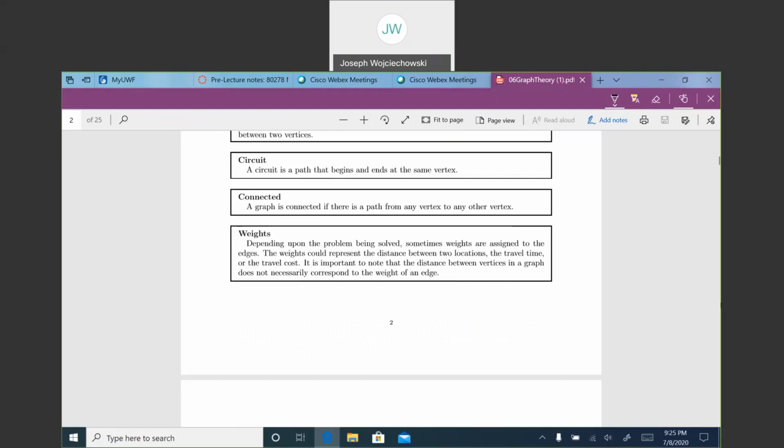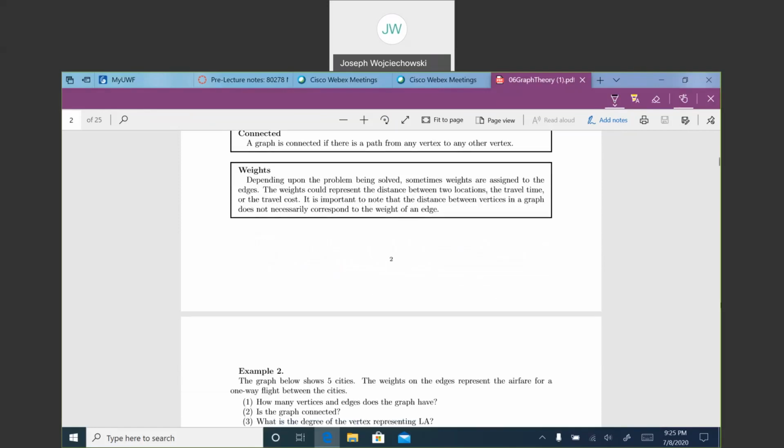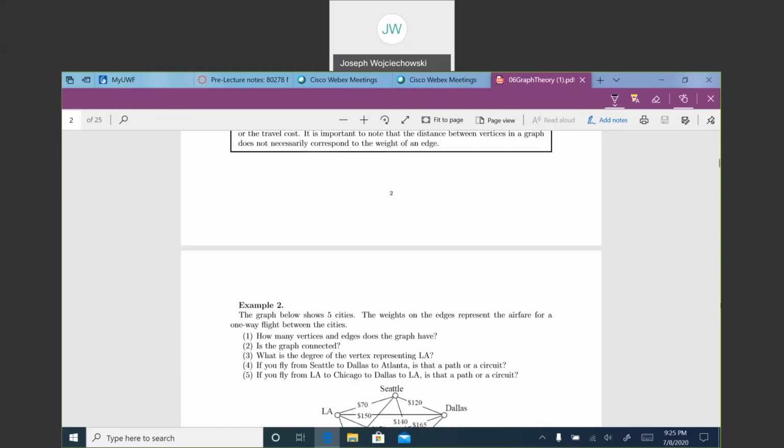A graph is connected if there is a path from any vertex to any other vertex. And then we have something called weights. Depending upon the problem being solved, sometimes weights are assigned to the edges. The weights could represent the distance between two locations, the travel time, or the travel cost. It is important to note that the distance between two vertices in a graph does not necessarily correspond to the weight of an edge. So the length of the edge doesn't necessarily mean that it's shorter or longer. You have to look at the weights.